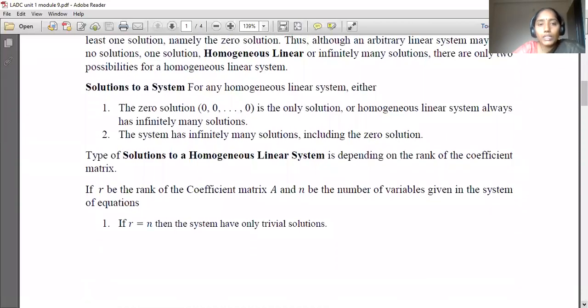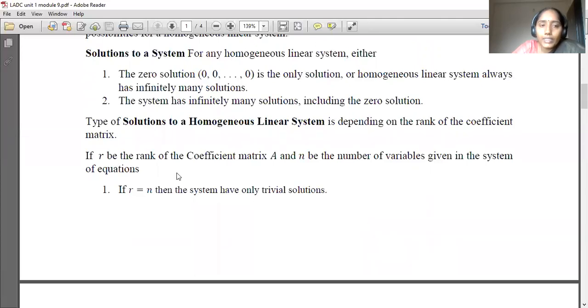The solutions of a homogeneous linear system depend on the rank of the coefficient matrix and the relation between the rank and the number of variables. The relation between the rank of the coefficient matrix, the number of equations, and the number of unknown variables in the system shows what type of solution exists: a zero solution, that means a trivial solution, or a non-trivial solution. Now we go through the points.